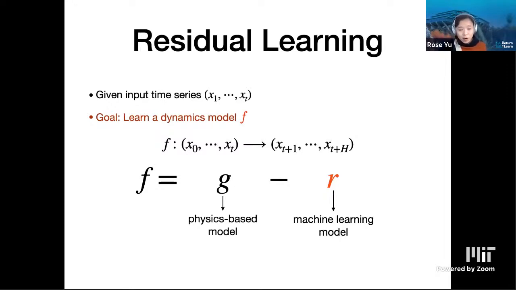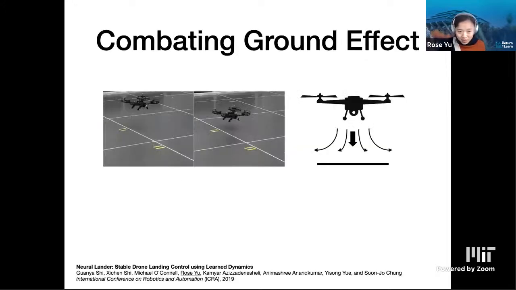So that's like a really simple idea, but when we actually implement it, there's some tricky part that I want to talk about through this example of learning the turbulent effect on air robotics, on air robots, the drones. This problem is called combating ground effect.